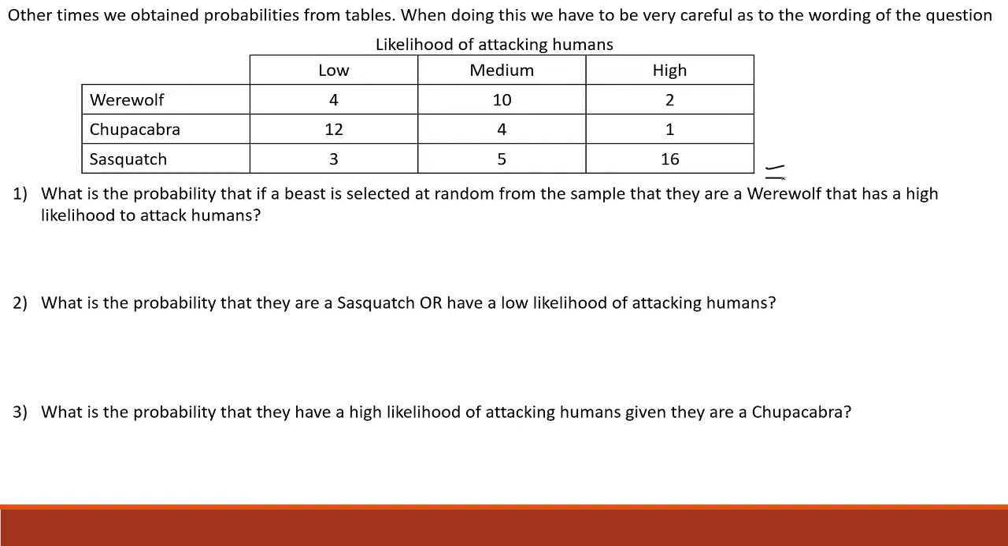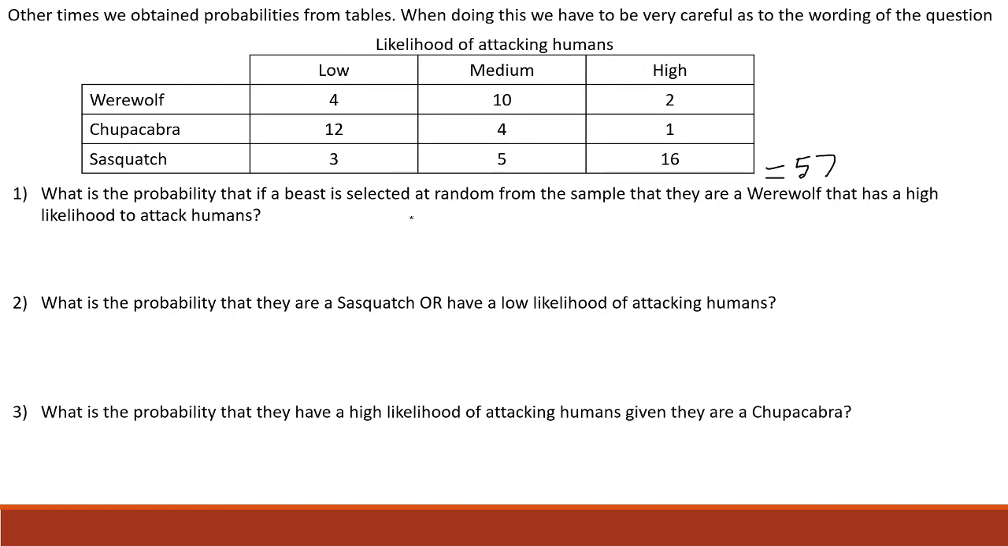Well, let's first look at the total number here. So let's add all this stuff together. So 4 plus 10 plus 2 plus 12 plus 4 plus 1 plus 3 plus 5 plus 16. I'm going to add all that stuff together and get 57. So there's 57 total beasts I can pick from.